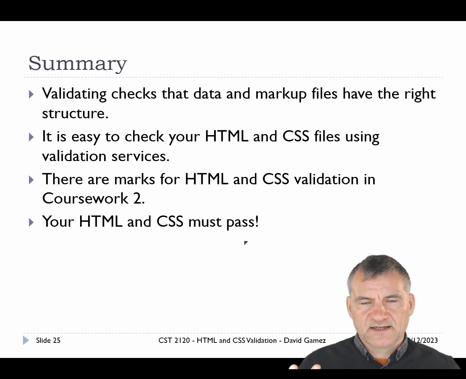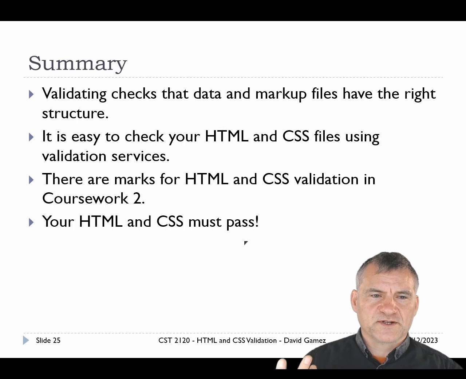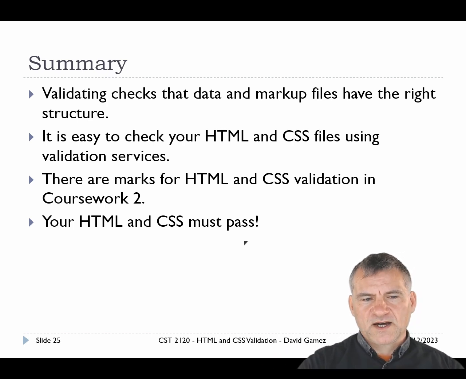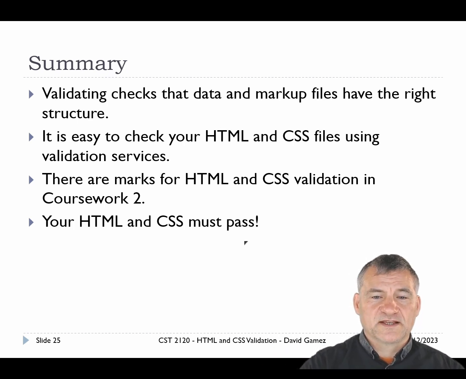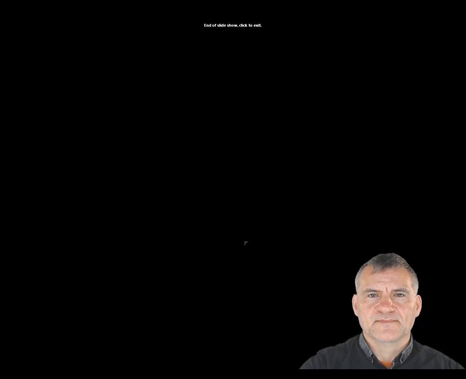So alt tags on images help the visually impaired, for example. There are marks for HTML validation and CSS validation in coursework 2, and it must pass, yeah? You'll get half the marks available if your HTML or CSS do not pass, yeah? Half marks for HTML errors, half marks for CSS errors, yeah? So they must pass, and you must include the screenshots in your project report, or we'll assume you haven't done it, basically. Okay? And that's it.